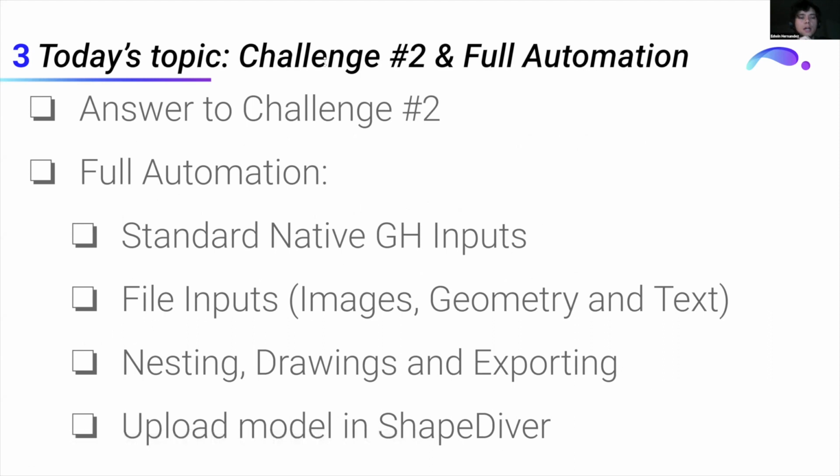And for today, we will start with the standard native GH inputs, the Grasshopper inputs that you can use to send information to your online application. Then we will look into file inputs, so more complex information that you want to send: images, geometry, and text. Then we will look into nesting, drawings, and exporting, so how to generate production data from your Grasshopper definition and send that to the user of your online application. And finally, we will see the final result in ShapeDiver.